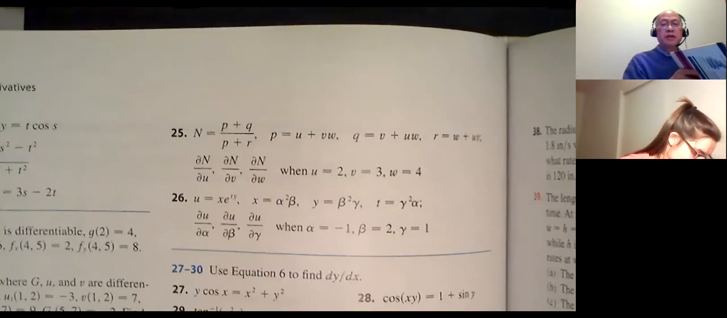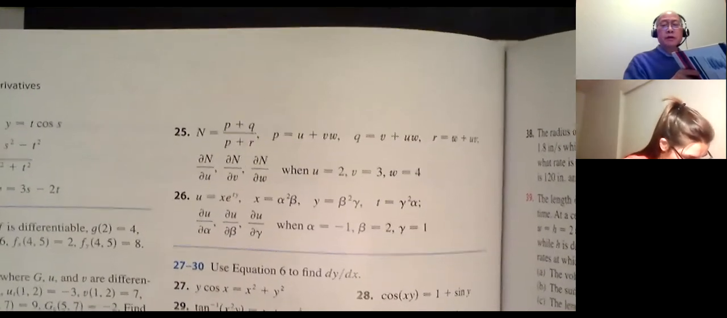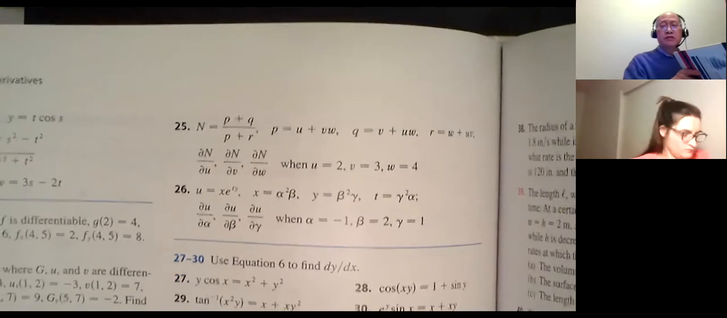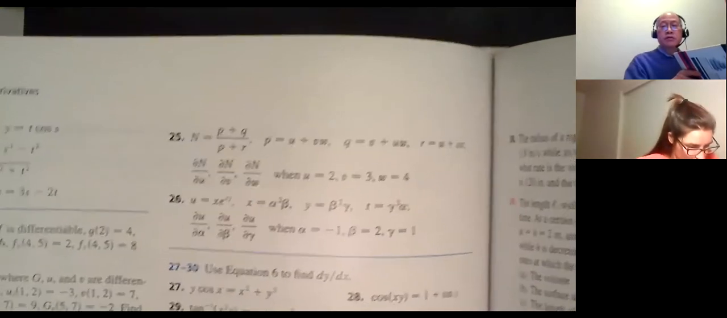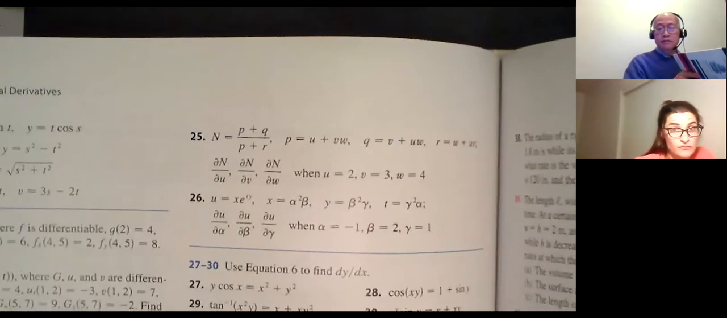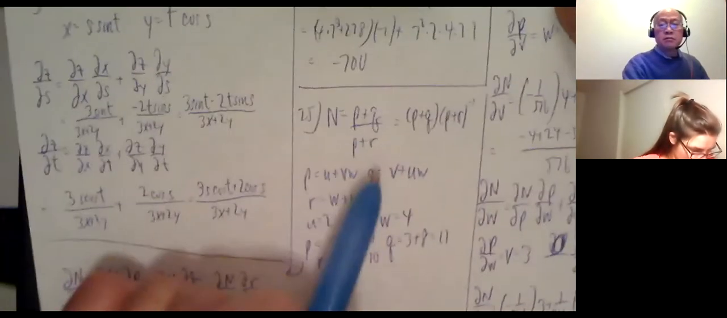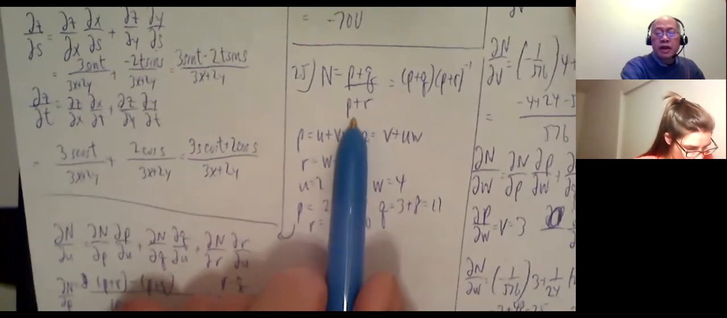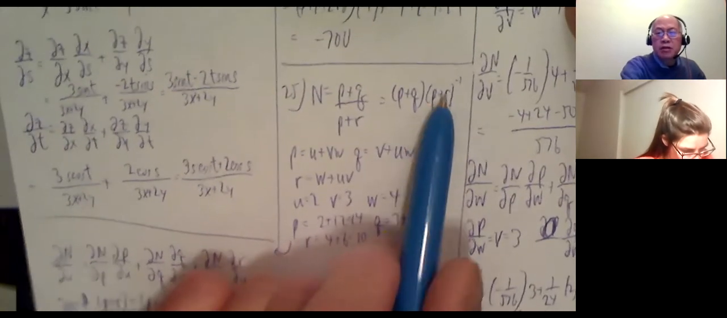n equals (p plus q) over (p plus r). Okay, so n is a function of 3 variables, and p is a function of 3 variables. So is q, so is r. So you have a lot going on here. So n is (p plus q) over (p plus r). When it's advantageous to do so, I think of it as (p plus q) times (p plus r) to the -1.